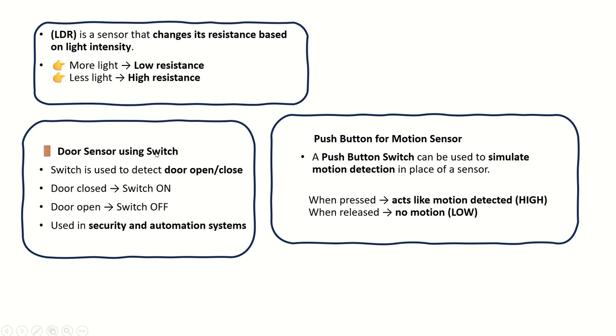Next is our door sensor using a switch. We have used switches and given it the name door sensor. A switch is used to detect door open or close. Door closed, switch on. Door open, switch off. It is used in security and automation systems. Here we use a switch as a door sensor to see whether our door is open or closed.